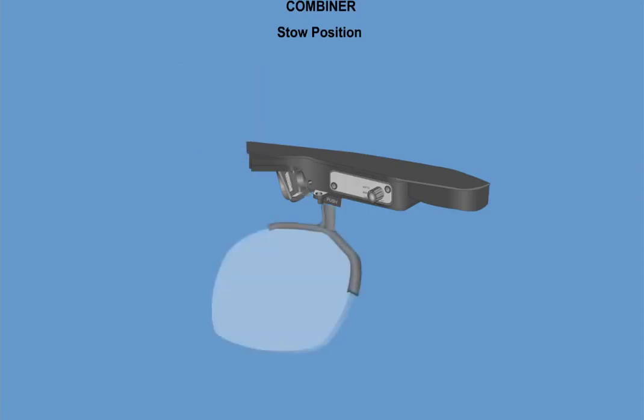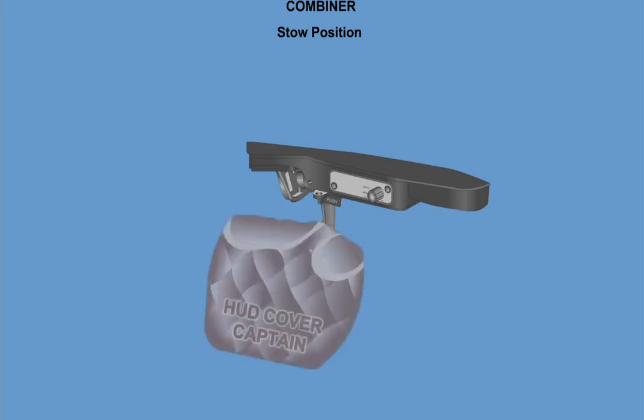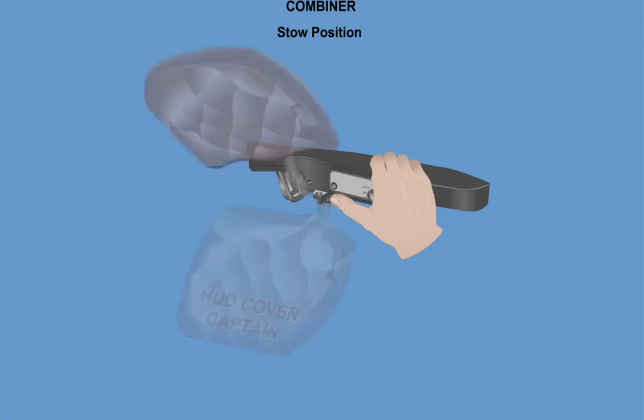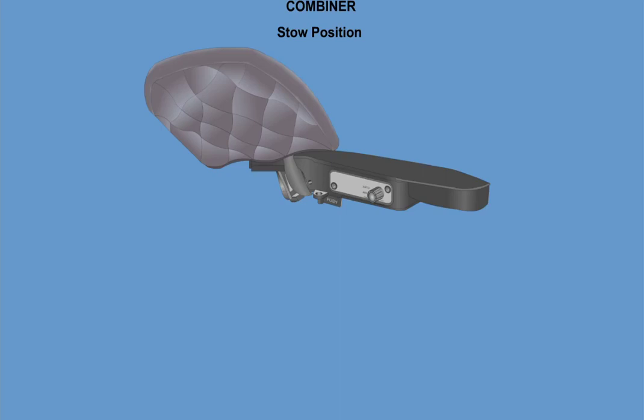To stow the combiner glass from the operating position, first put the cloth cover over the combiner glass. With the lever pushed, hold the combiner arm by the side and rotate the combiner glass up and aft from the operating position to the stow position. When the combiner is in the stow position, the combiner stow switch automatically turns off the overhead unit power supply.